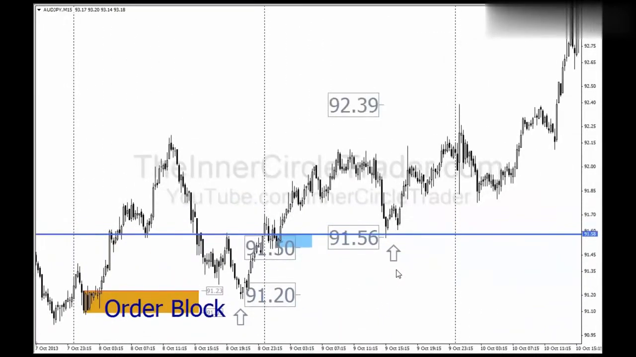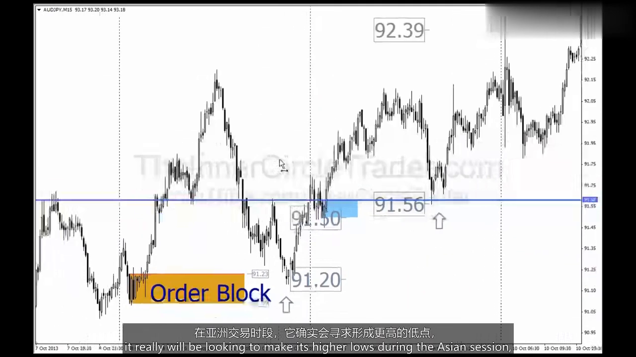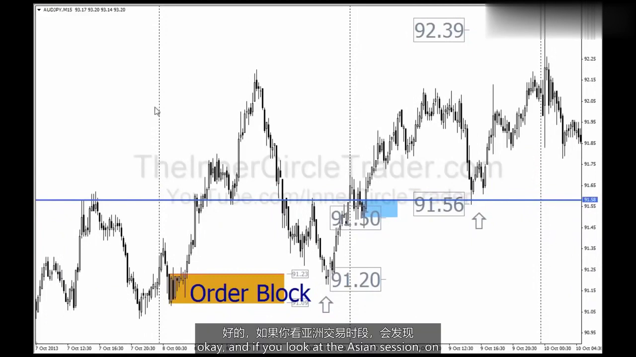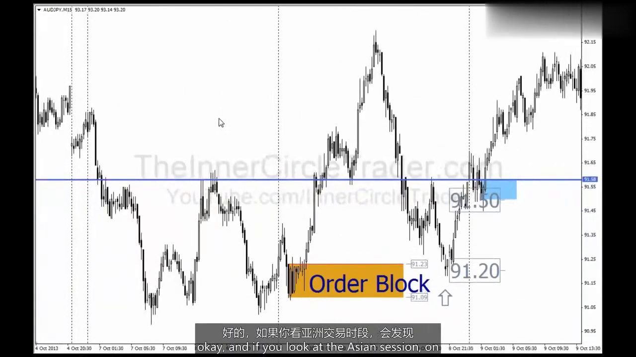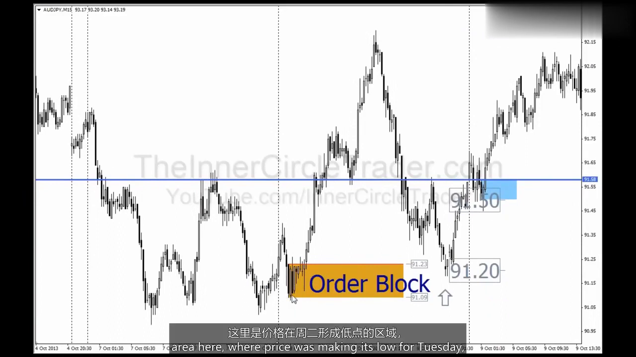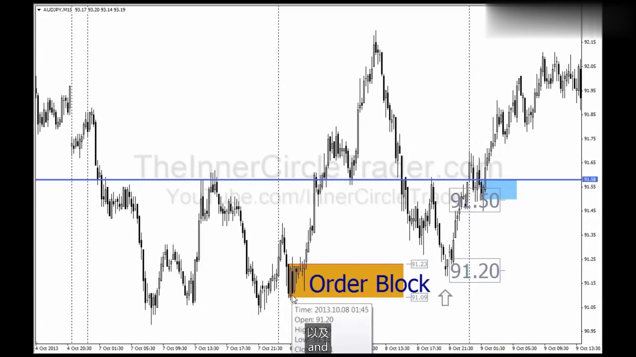And because this is a yen pair, an Aussie yen pair, it really will be looking to make its higher lows during the Asian session. Okay, and if you look at the Asian session this week, we have this area here where price was making its low for Tuesday.